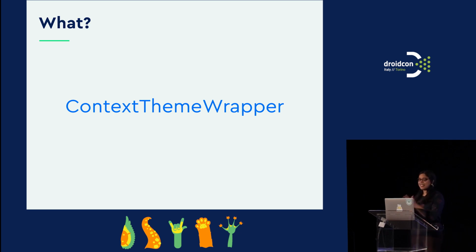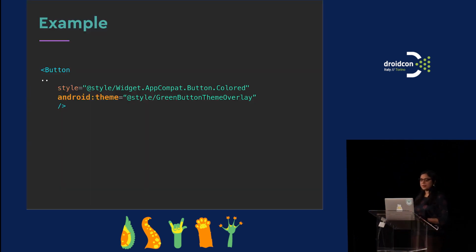So what ContextThemeWrapper does is it takes in a theme ID and applies that theme on top of the base context theme. So the attributes that you provided in this theme will override the attributes on the base context theme, and the rest of the attributes will remain untouched. They will retain their original values. And this is how the theme is being overlaid on the base context theme, and therefore it's known as a theme overlay. So let's take a look at an example.